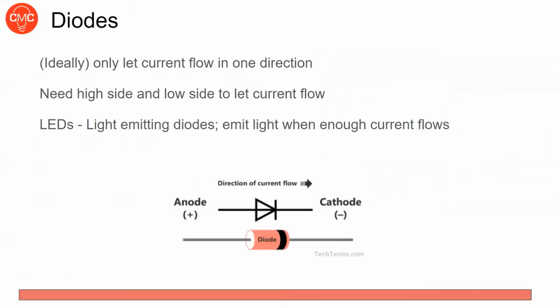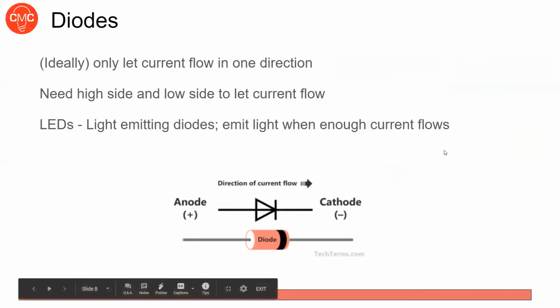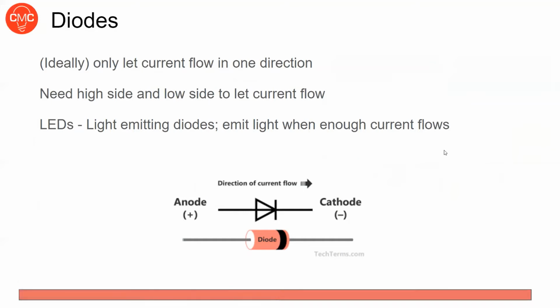Diodes. Diodes only let current flow in one direction, ideally for a given set of parameters. If you have a crazy high voltage, eventually you're going to break that diode, and it's not going to apply. You need to have the high side and the low side connected to let current flow.